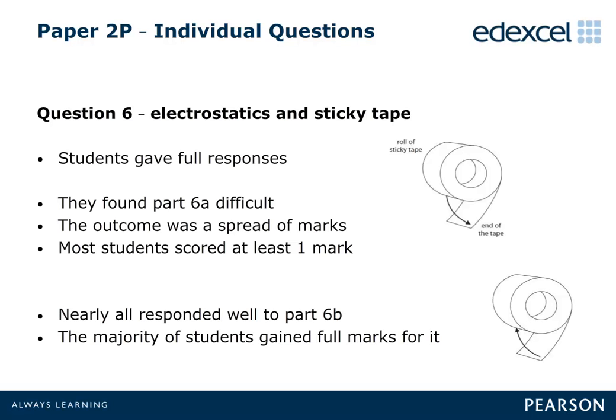The weakness of many responses to Part 6A can largely be attributed to omitting mention of insulators and/or the movement of electrons. However, the students rallied and 79% gave a fully correct answer to Part 6B, with many good explanations of electrostatic attraction.